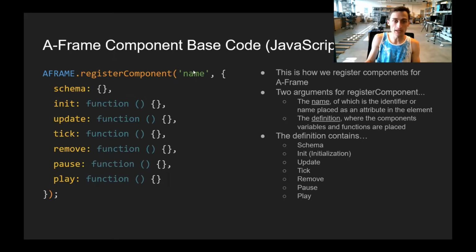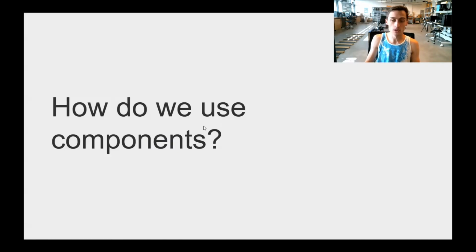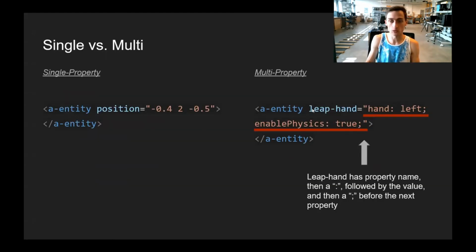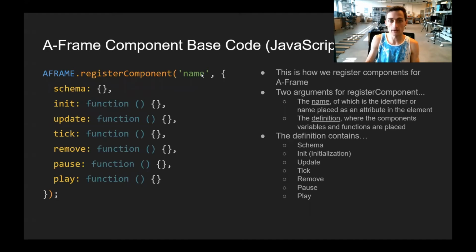Now, the first argument here that I'm circling over is the name of the component. So if you want your component to be position or leap hand, you would put in there position or leap hand, or maybe for the data logging example, you would put data logging or log. So that's the name. Now, the second argument to this function seems a little bit daunting, and I understand that. It has a lot of parts to it, but it's really not too bad. The second argument is essentially the definition. It's our actual component.